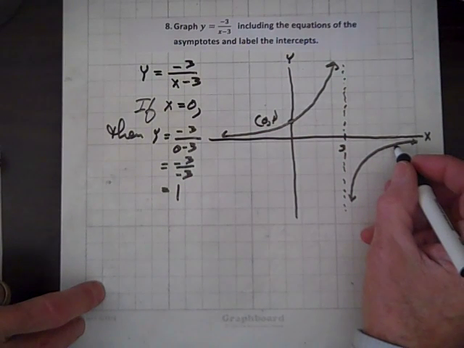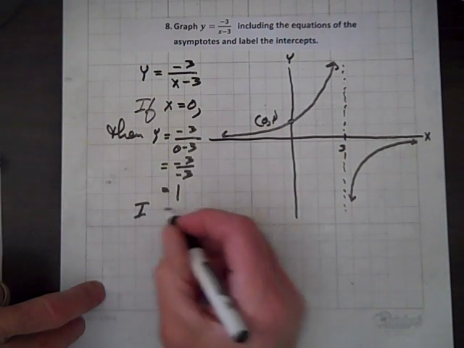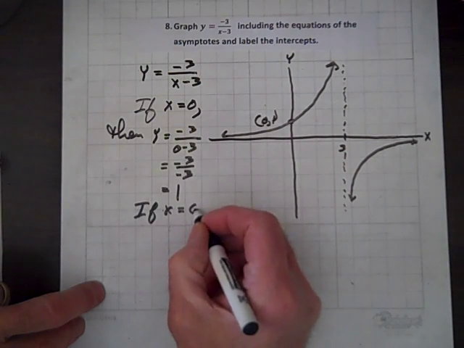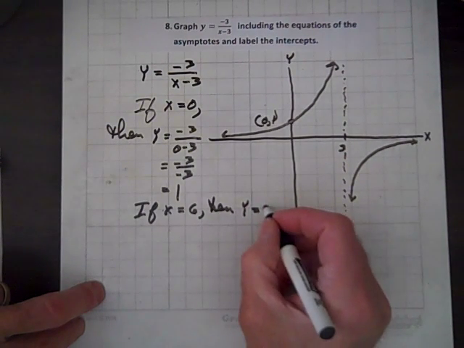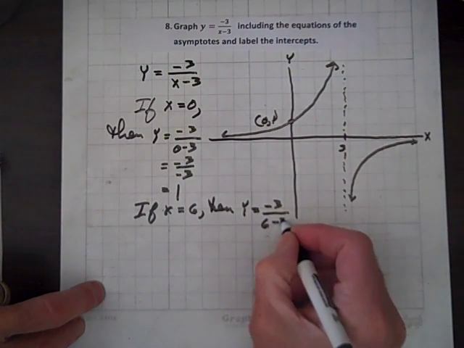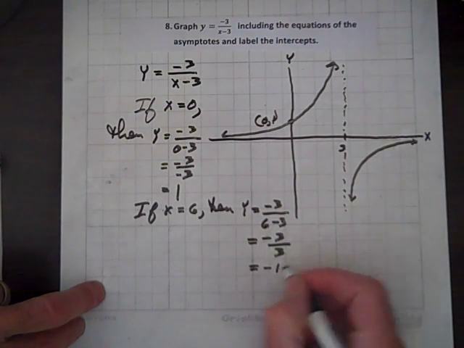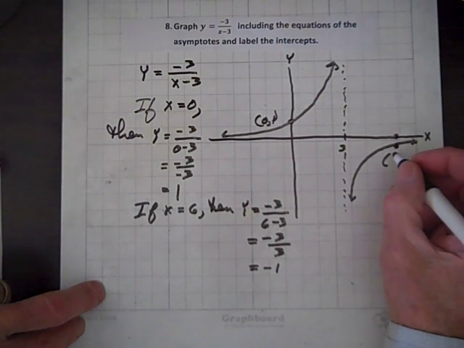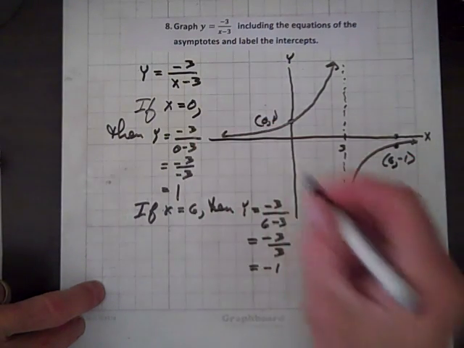But just to verify that this is where we belong, let's evaluate another value for x that's to the right of 3. So if x equals 6, then y equals -3 over 6 minus 3, which equals -3 over 3, which equals -1. So if we go out here to 6, our ordered pair relative to this point is (6, -1). And it checks out. So we've graphed this equation correctly. And we're done.